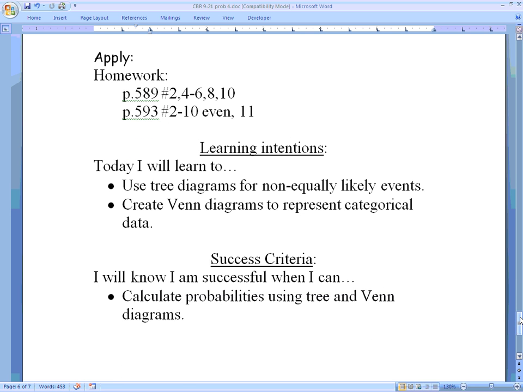In the book, I have 2 separate parts to our assignment. The first one is going to focus on tree diagrams. The second one focuses on Venn diagrams.